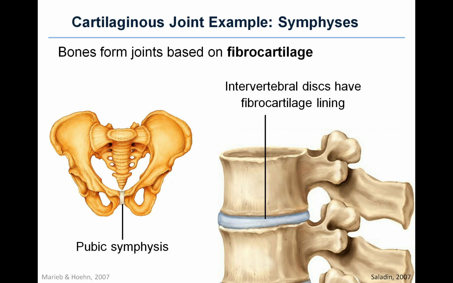An example of a cartilaginous joint is a symphysis. Symphyses are joined by fibrocartilage. On this slide we see two different examples of symphyses. The pubic symphysis is the fibrocartilage pad that connects the right and left os coxa in the pelvic girdle. Another example is the intervertebral disc that you find between two adjacent vertebrae. This intervertebral disc is formed by fibrocartilage and is forming a symphysis joint, a cartilaginous joint.